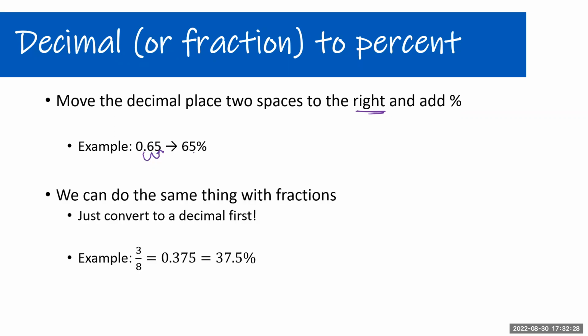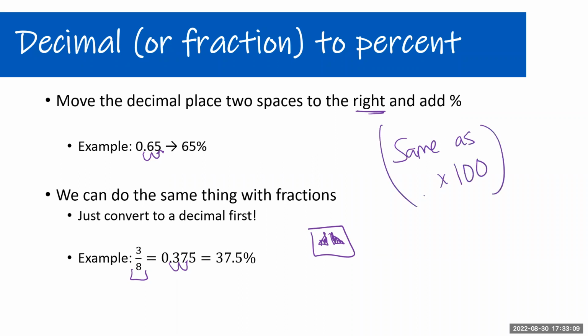We can do the same exact thing with fractions. We just need to put the fraction into the decimal form first. So into your calculator, type 3 over 8. And remember, you can press that little button that switches between fraction and decimal. So if you type 3/8 and it gives you 3/8, just press that button and it'll give you the decimal form. Now you can multiply it by 100, or you can move the decimal 2 places and get that 37.5%, okay? So this is the same as times 100, okay?